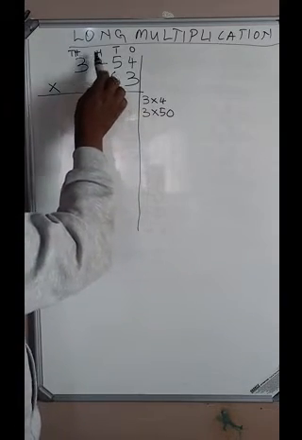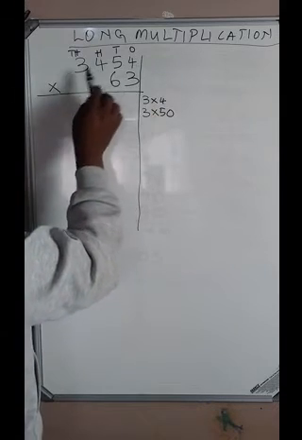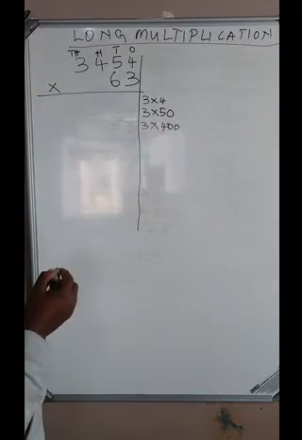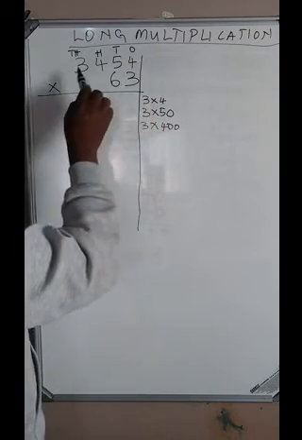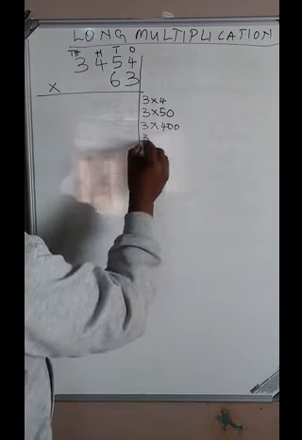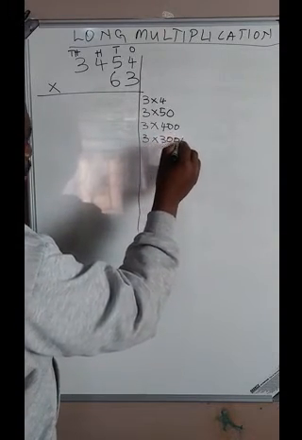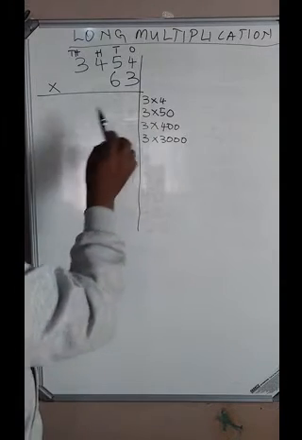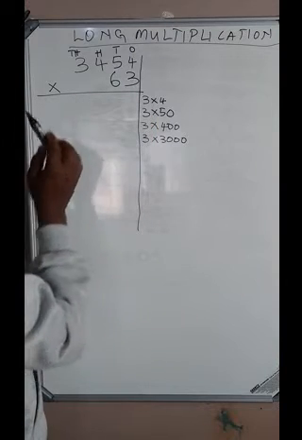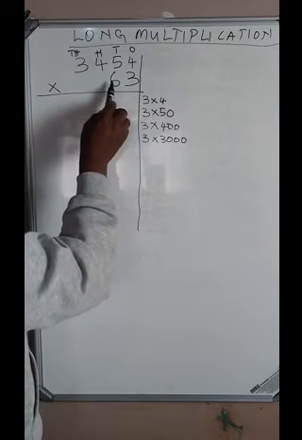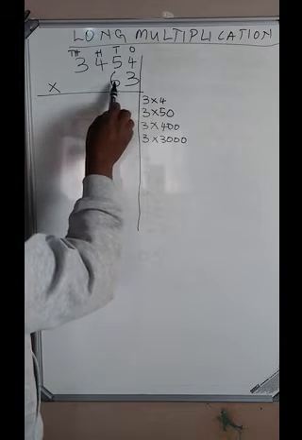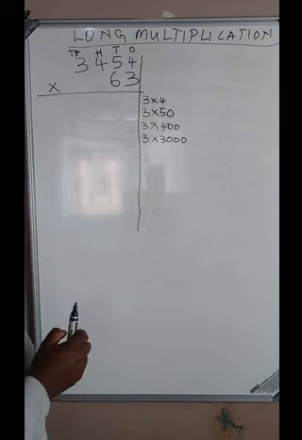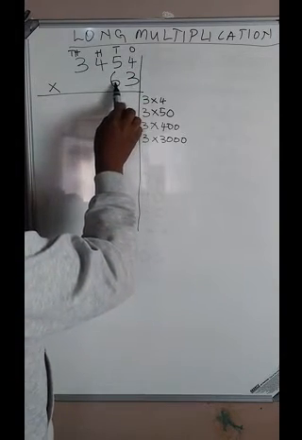Here you have got 400. So we are going to say 3 multiplied by 400. And then 3 multiplied by 3,000. Then now you are done multiplying by 3. Now you have to multiply by this number. This number is 6. But here we have 6 tens. So 6 tens is 60. So it means this number is 60.